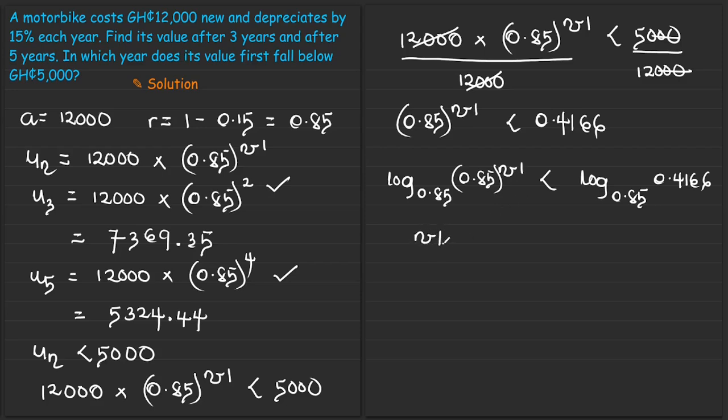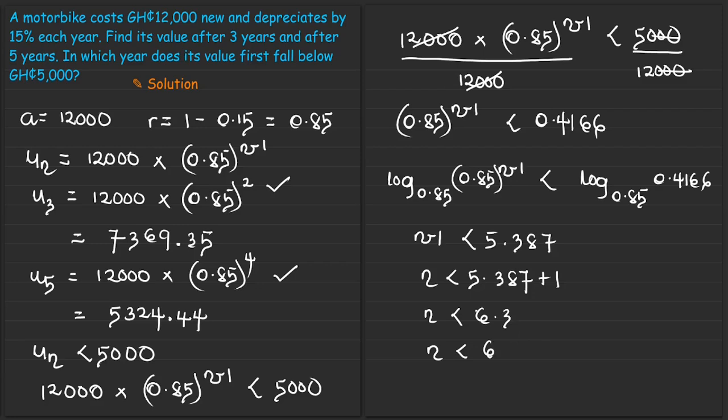Hence, we have n minus 1 less than, evaluating this on our calculator, 5.387. Making n the subject, we have n is less than 5.387 plus 1. So our n is less than 6.3. Since we are talking of years over here, then it's 6. 6 is okay because this is even less than 5,000.